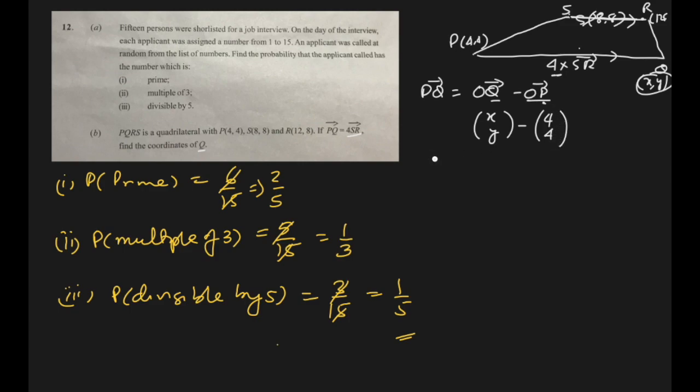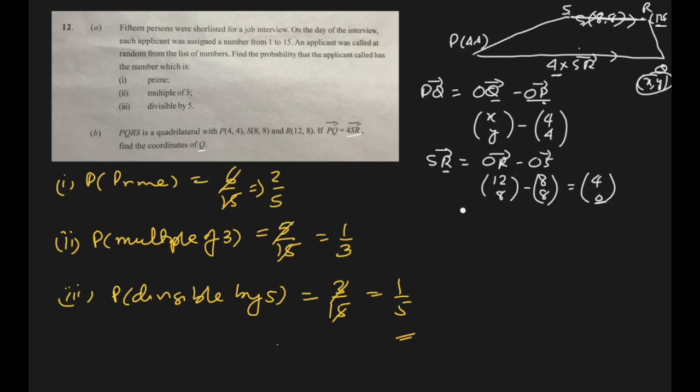Now we want SR. Yes, SR vector will be OR, head is at R, minus OS, tail is at S. OR will be this one, 12, 8, minus, this is 8, 8. So that comes out, we have numbers here, so 12 minus 8 is 4, 8 minus 8 is 0. And obviously, because they are at the same Y level, their Y component is 0.